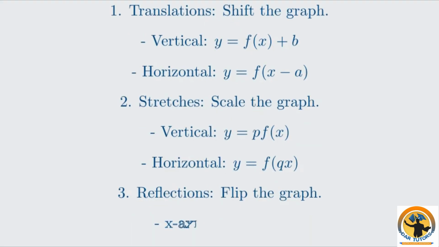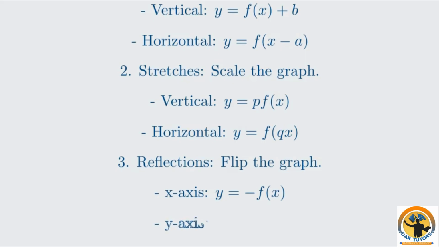Reflection in the x-axis is y equals negative f of x, and reflection in the y-axis is y equals f of negative x. We also saw how to combine these transformations and how to find the new coordinates of a point after a transformation. You are now able to describe and apply these transformations. To solidify your understanding, here are 5 practice questions. Pause the video, work through them, and then check your answers.